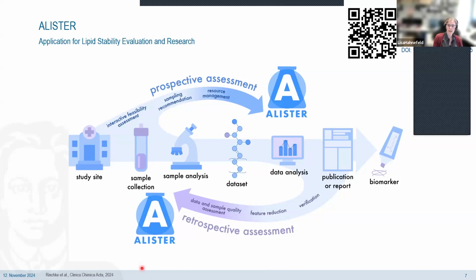You could also use it then to filter the data so that you only use high quality compounds, or compounds which can be detected with high quality from a pre-analytical perspective, in your data evaluation to already filter out some compounds. And of course, in the end, you can look for specific lipids or polar metabolites to make sure that your potential biomarker is not just a pre-analytical artifact.